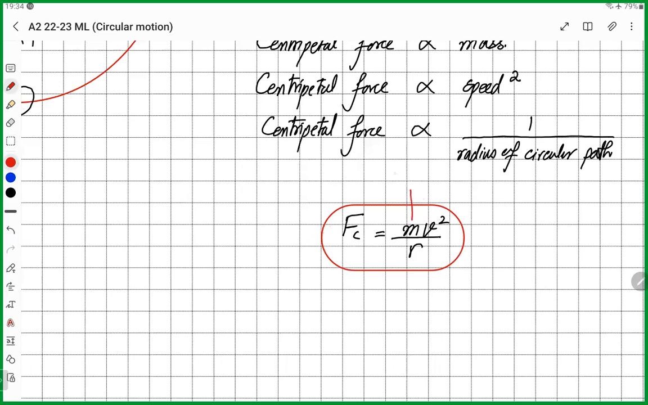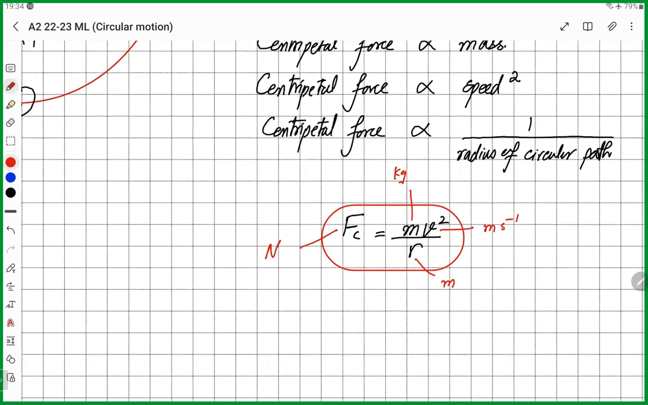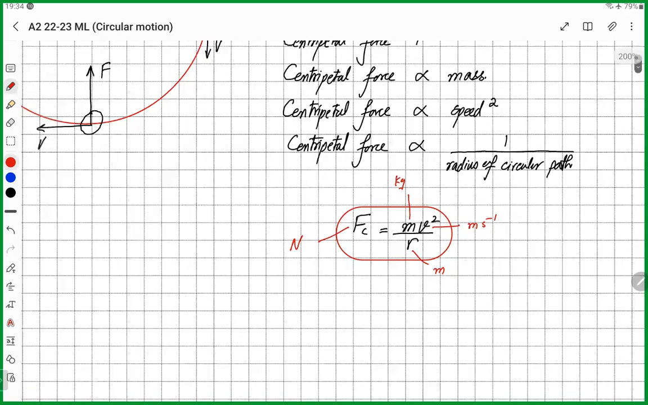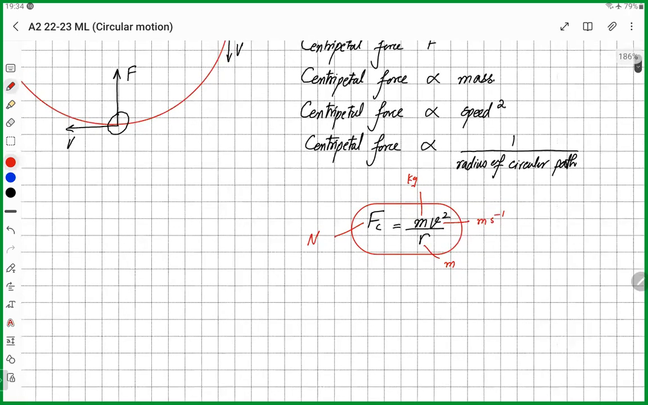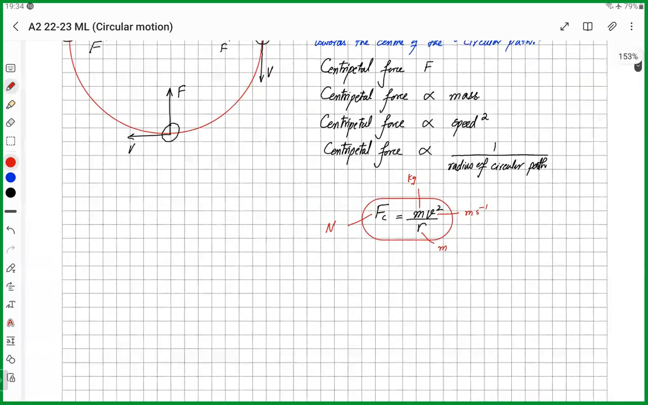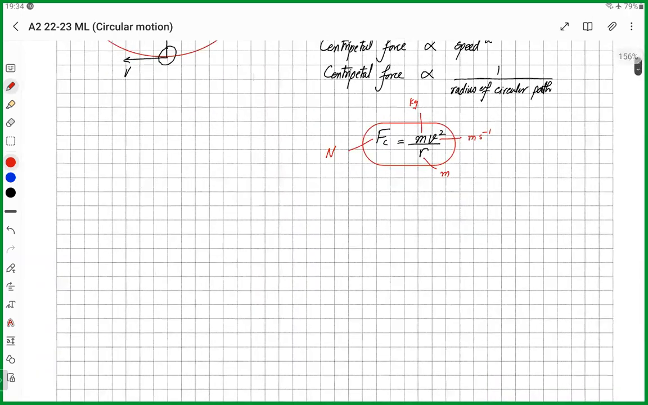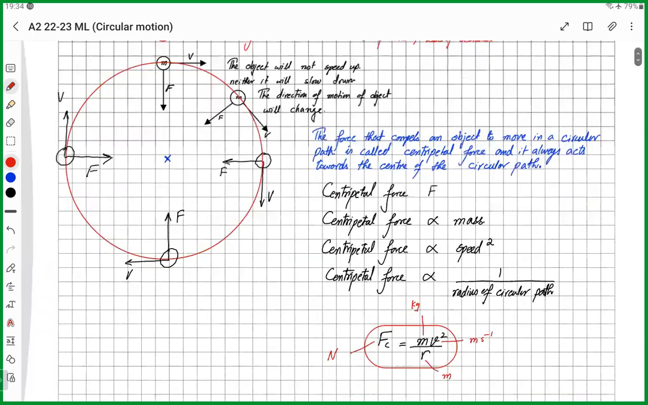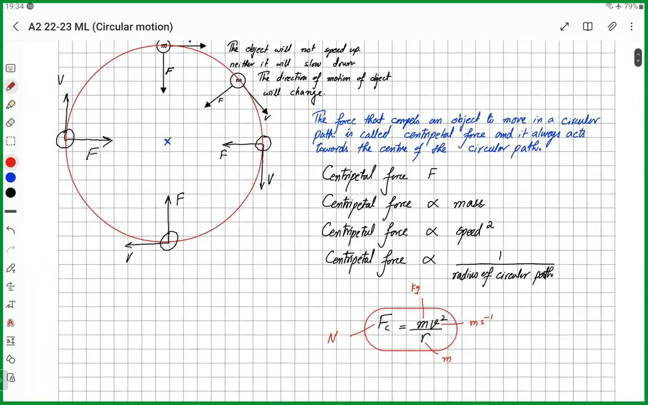If mass is in kgs, speed is in meters per second, and radius is in meters, then centripetal force will be in newtons. In different cases, different things provide this centripetal force. This is just a name given to a force that is making an object move in a circular path, but it is not a source of force.